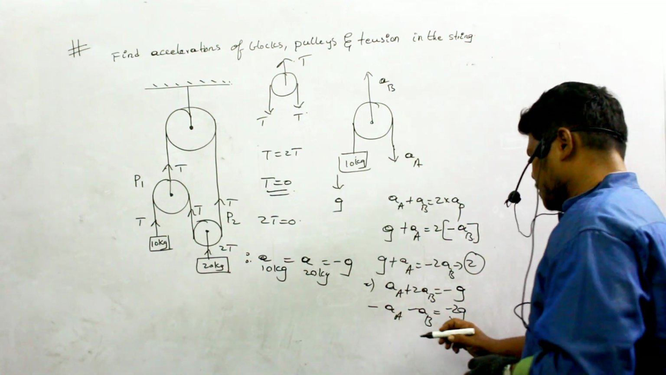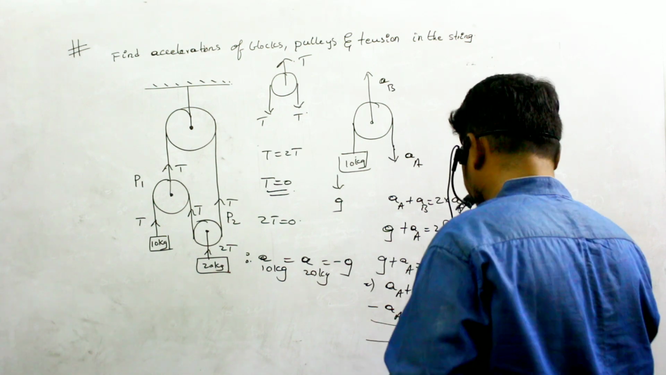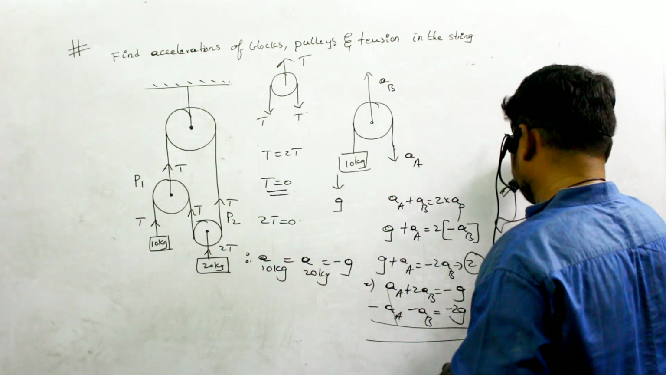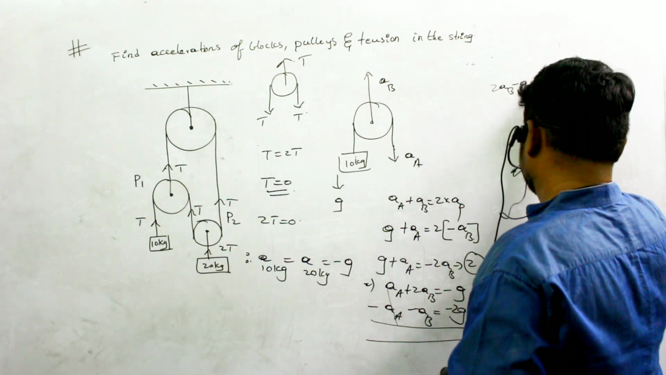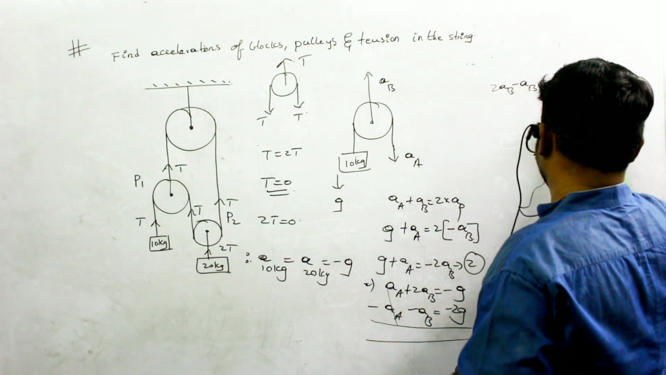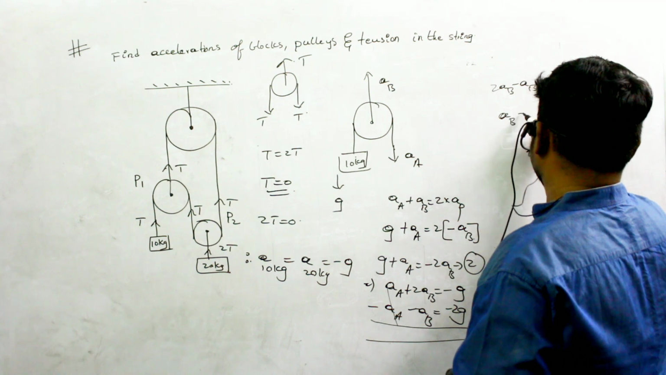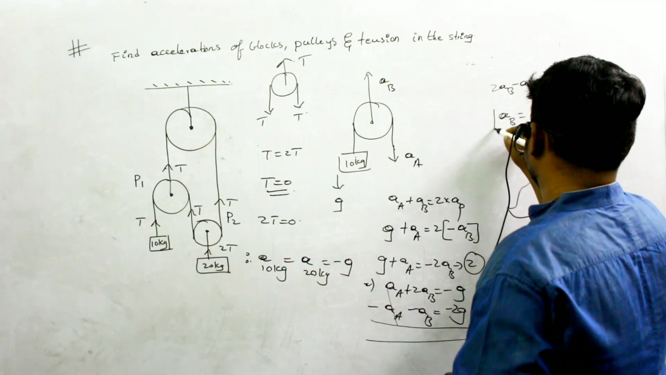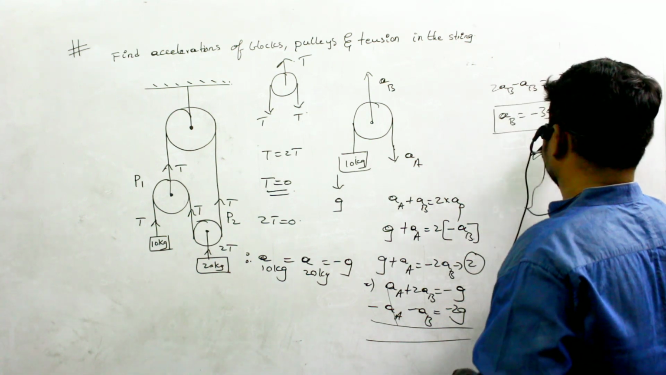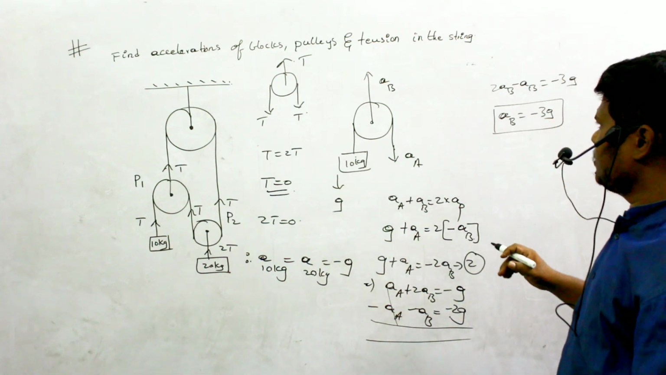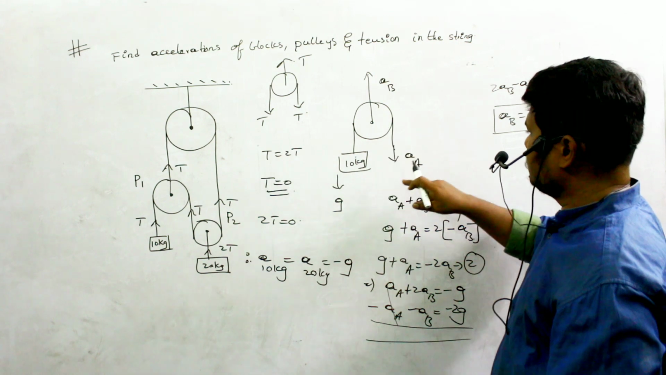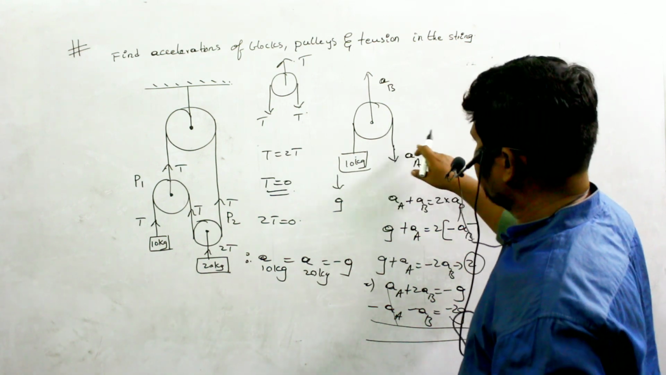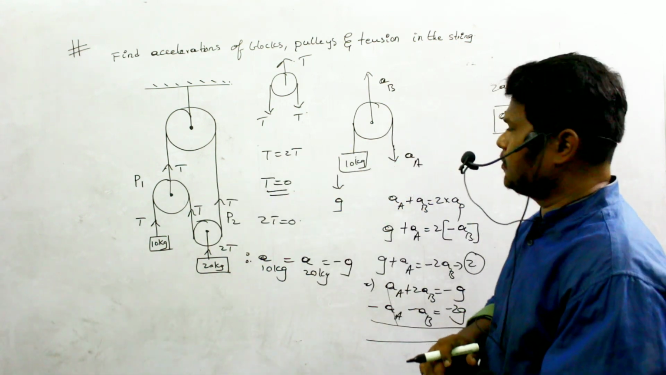So therefore if I add these two, the result which I am getting is, these two are getting cancelled. So 2AB minus AB is equal to minus 3G. So AB is equal to minus 3G. This is our answer which we got. So what is AB here? AB should become the acceleration of the pulley, which pulley are we considering? So this is pulley number 1, P1.